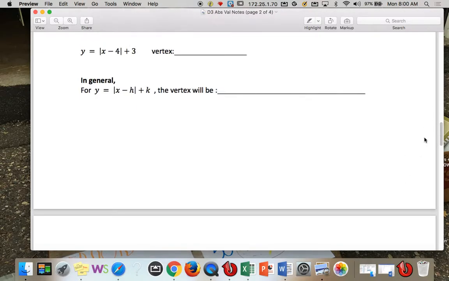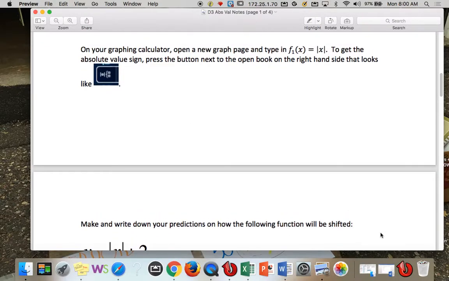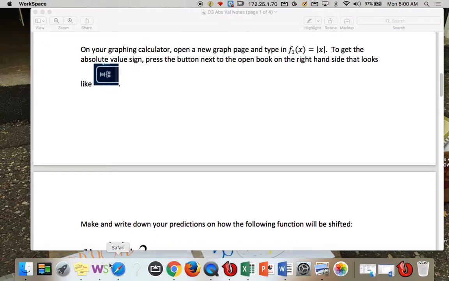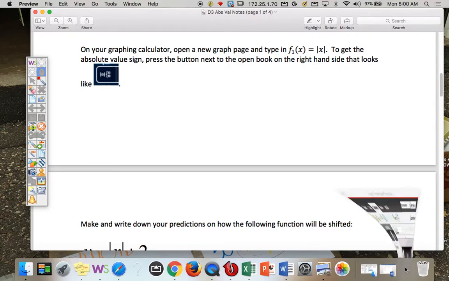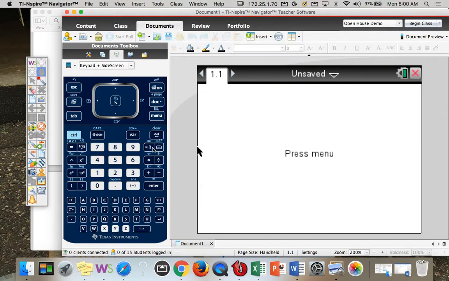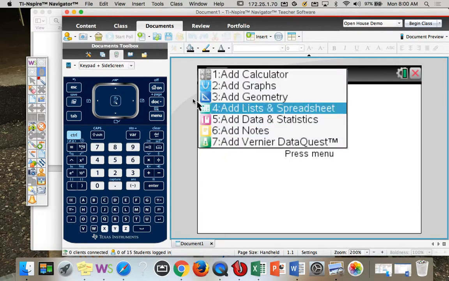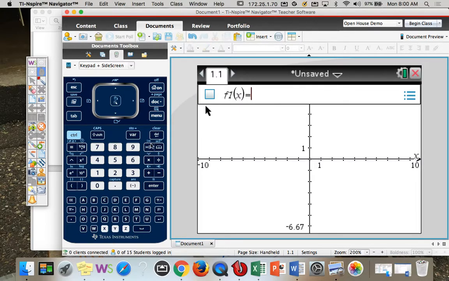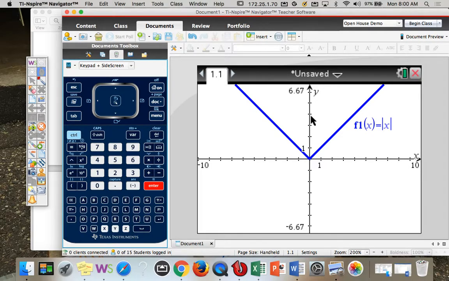On your graphing calculator, it says open a new graph page and type into f1(x) the absolute value of x. To do that, we're going to find this button right here, so I'll show you where that is. It's to the left of the book button under delete, and there's absolute value. So let's add a graph and do that. Okay, so y equals the absolute value of x, and we should get that V-shaped graph with the vertex at (0, 0), just like we graphed by hand.